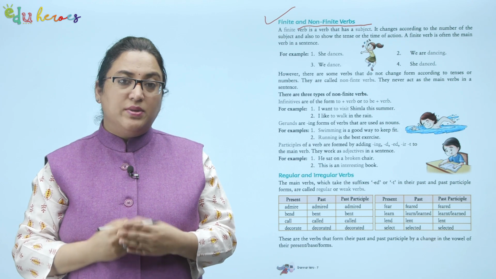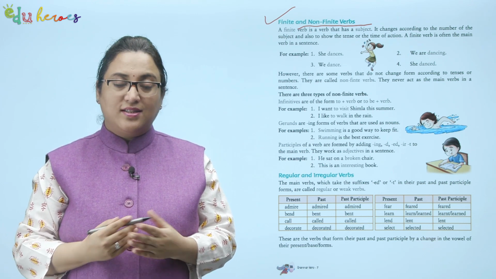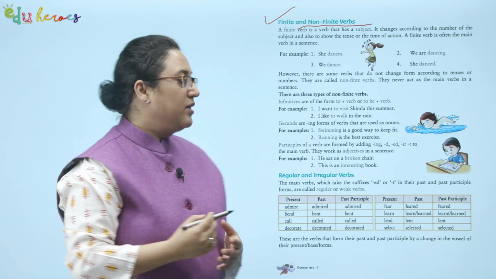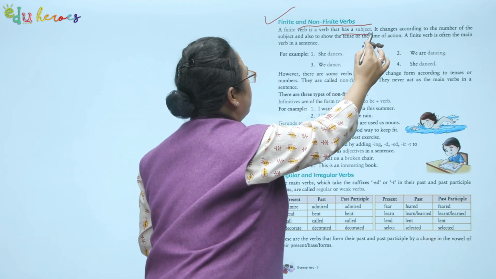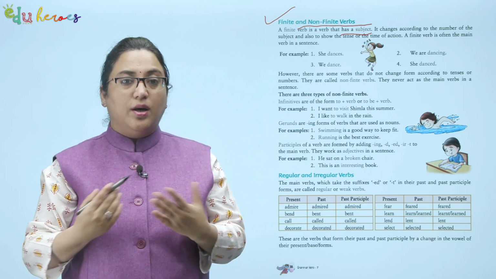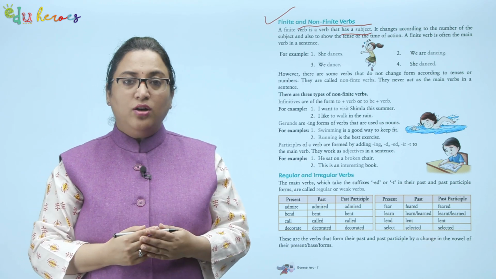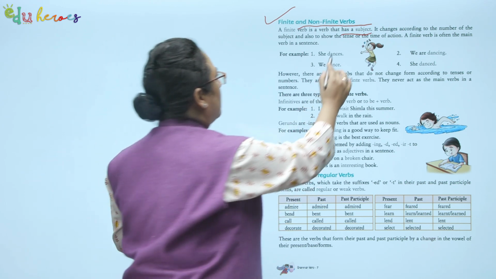Children, a finite verb is a verb that has a subject. That's it. This is the main thing to remember, that it consists of a subject. It changes according to the number of the subject and also to show the tense or the time of action.